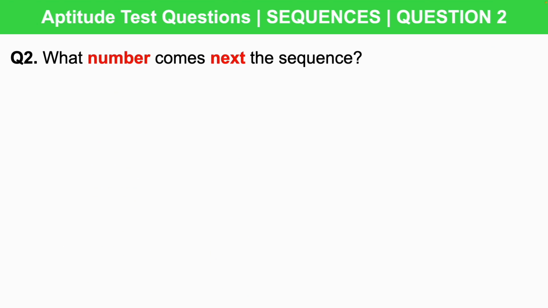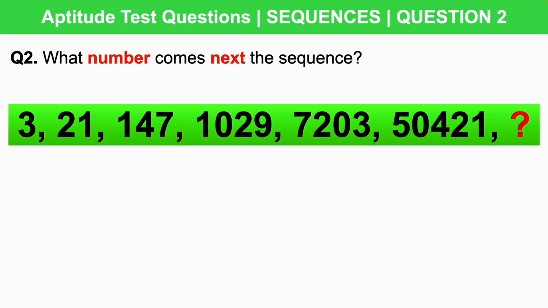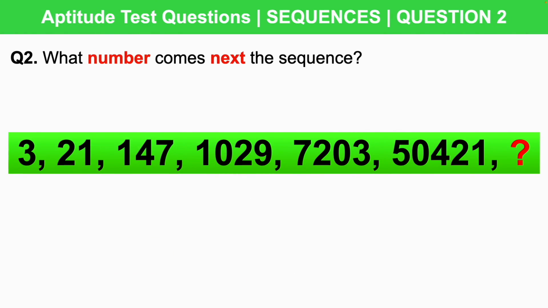So, what number comes next in the sequence? 3, 21, 147, 1029, 7203, and 50,421. What is the next number in that sequence? You have 12 seconds this time on the timer, starting now.